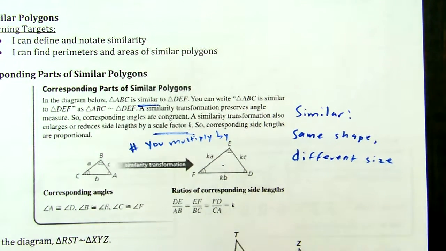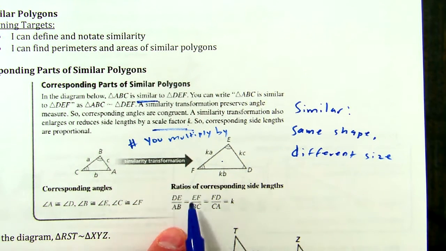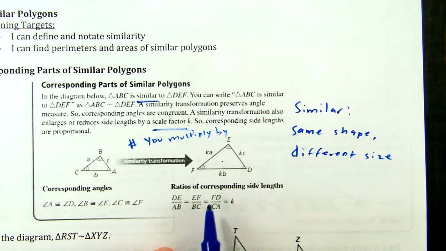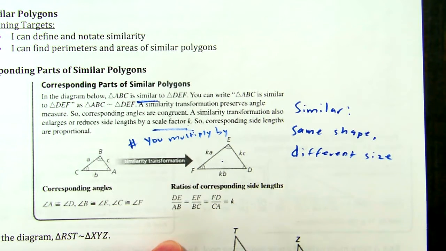But scale factor is just fancy for the number that you're multiplying by to go from one figure to its similar figure. And the ratios, if you remember ratios from first semester, then just algebra, you work a lot with ratios. The ratios of each of the sides will also simplify into that scale factor as well. So that's some of the components in here that make it similar.